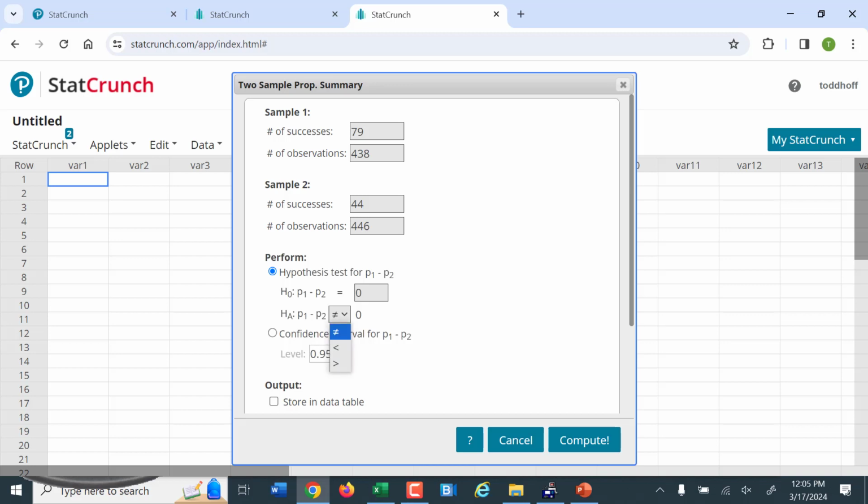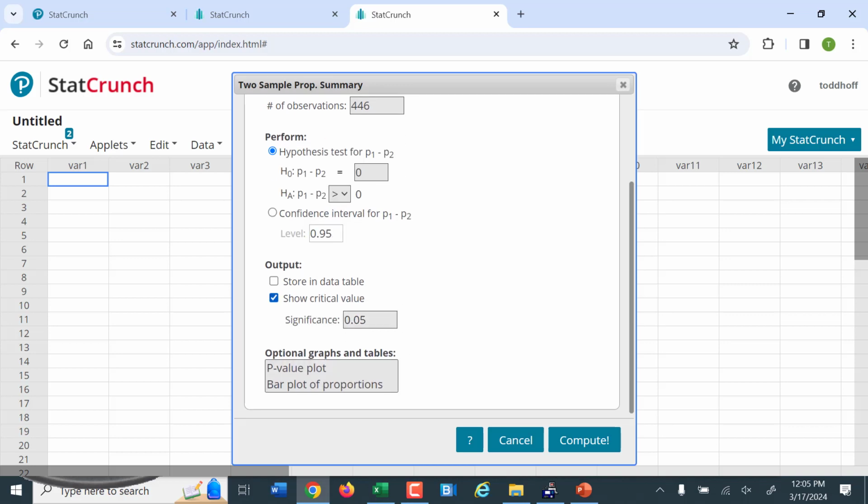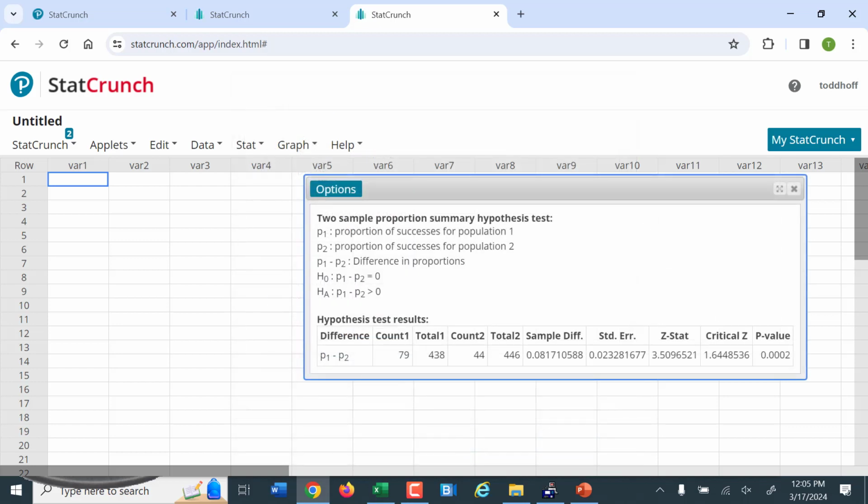This should be greater than. Still less than. And then we still want our significant or critical value. Our critical value is the same numbers, just positive now instead of negative. Test statistic doesn't change because we're still using the same data. The p-value changes, though, because it's only one-tailed.